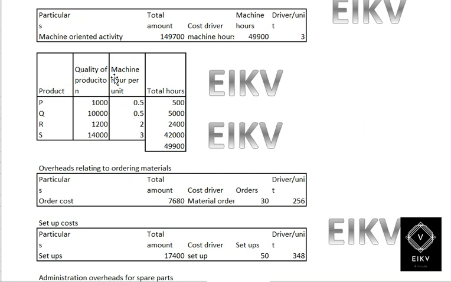Now I will show you how we will get the machine hour as 49,900. For that I have taken the number of units of each product P, Q, R and S, that is 1000, 10,000, 1,200 and 14,000. We have machine hour per unit as 0.5, 0.5, 2 and 3. When we multiply the quantity of production with machine hour per unit, we will get 500, 5,000, 2,400 and 42,000, which will give you the total machine hour as 49,900.